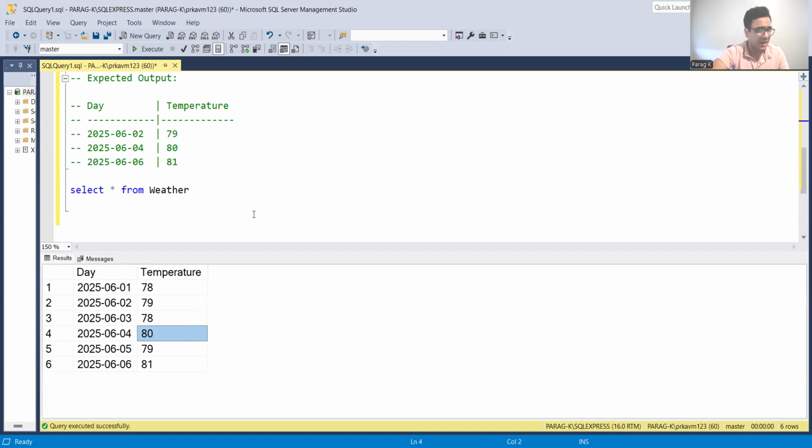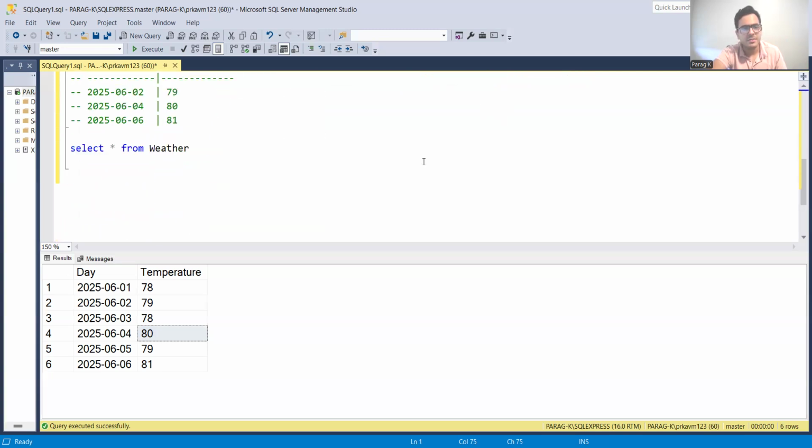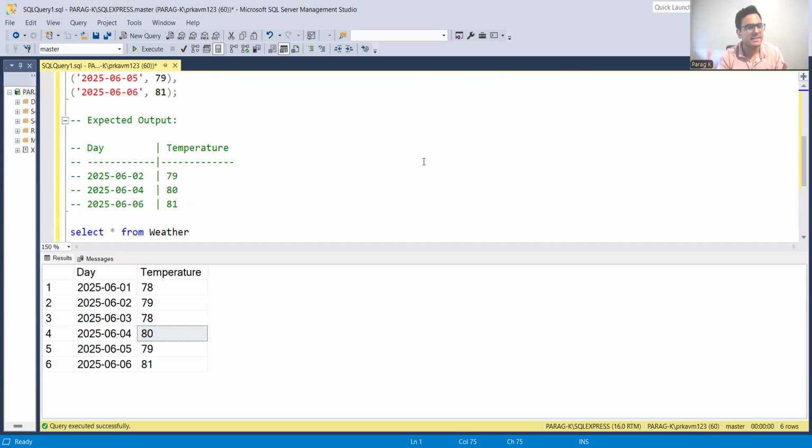Now, how would you do this? How would somebody go about solving this question? Whenever I read a question like, write a query to find all the days where the temperature was higher than the previous day, right at the top of my head, what I can think of is the word "than" here. Observe this. Whenever something like "than" is there, it basically means that we need to use some form of comparison.